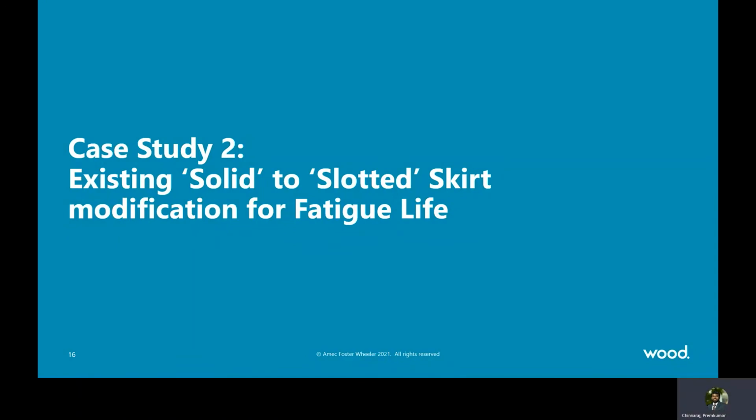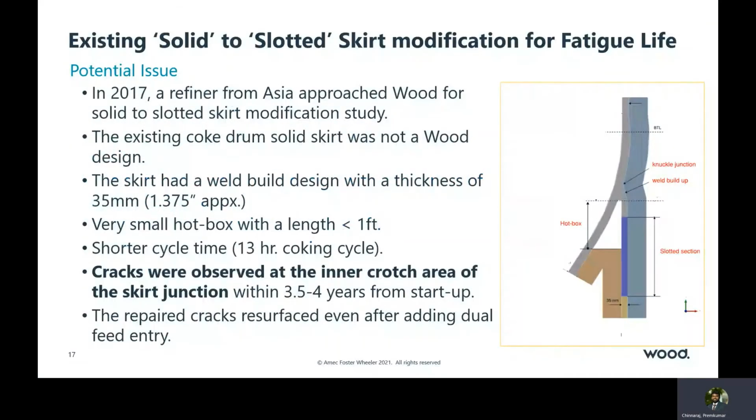Now we will be looking at case study 2, where an existing solid skirt was modified to a slotted skirt. In 2017, one of the refiners from Asia approached Wood to assist in repairing the cracks at the skirt weld and provide recommendations to improve the fatigue life of the skirt junction area. The existing solid skirt was not a Wood design and this weld build-up skirt had a thickness of 35 mm. Thicker skirts experience higher thermal stresses during operation and as a result tend to crack faster.